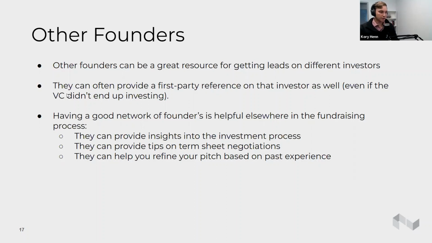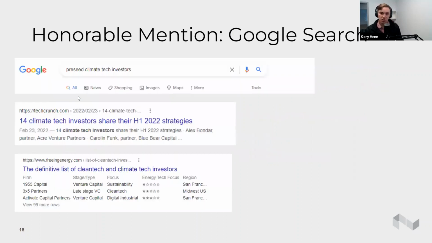And then a good honorable mention back to the online side is a good Google search, right? Just sitting on Google and looking for investors can be a good time sink. But what's nice about it is you often find these content pieces related to investors. So you're not going to find a database with all the information you're looking for, like a Crunchbase or a Visible. But what you might find is 14 climate tech investors who share their first half 2022 strategies.